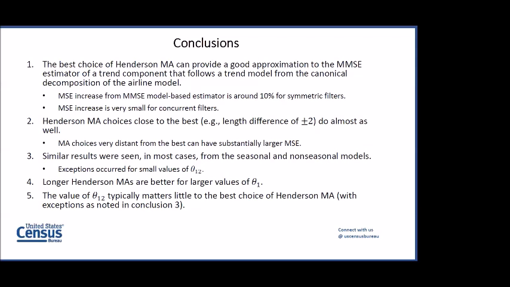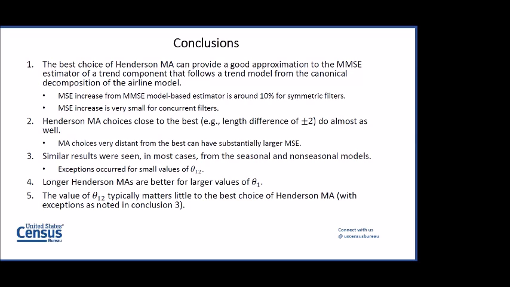So in conclusion, we see that the best choice of Henderson MA can provide a good approximation to the optimal model-based estimator of a trend component coming from the canonical decomposition. The increase in mean squared error was about 10% for symmetric filters and very small for concurrent filters. And nearby choices to the best Henderson MA also did well, but if you got very distant from it, the mean squared error could go up substantially.